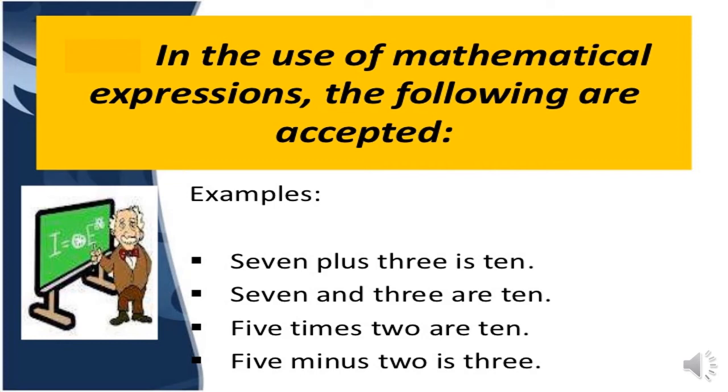In the use of mathematical expressions, the following are accepted. Examples: 7 plus 3 is 10. 7 and 3 are 10. 5 times 2 are 10. 5 minus 2 is 3. So you can just see the differences based on the examples.